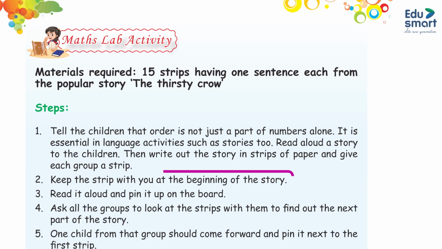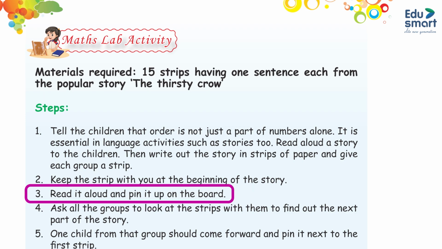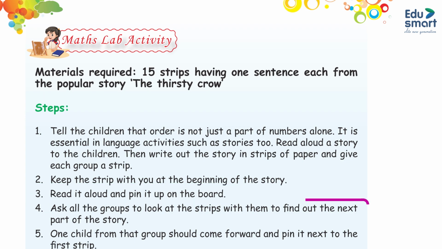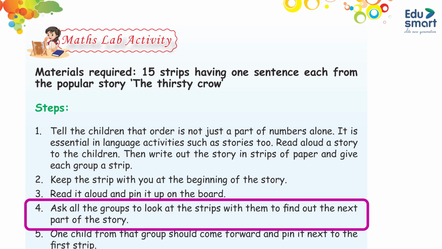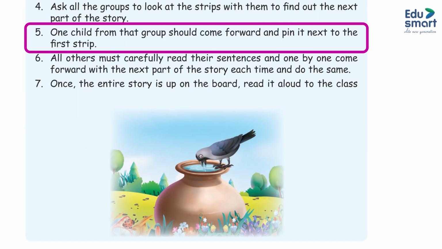2. Keep the strip with you at the beginning of the story. 3. Read it aloud and pin it up on the board. 4. Ask all the groups to look at the strips with them to find out the next part of the story. 5. One child from that group should come forward and pin it next to the first strip.